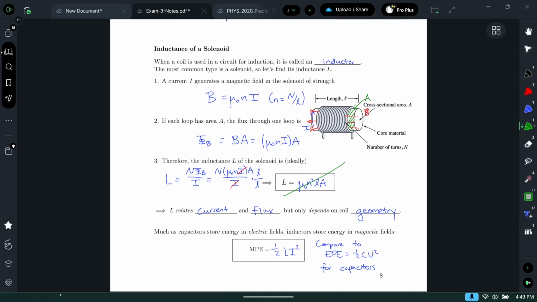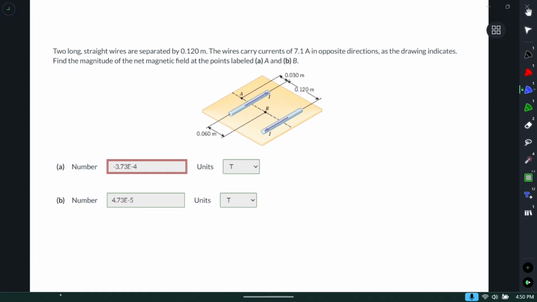All right, well, I do have a few over email. All right, this one, we've got two long straight wires separated by 0.12 meters. They carry current in opposite directions. Find the magnitude of the net magnetic field at the points labeled A and B. So for this one, because it's in a perspective view, I would probably personally redraw it so that it's not in perspective anymore, so that it's sort of a head-on view.